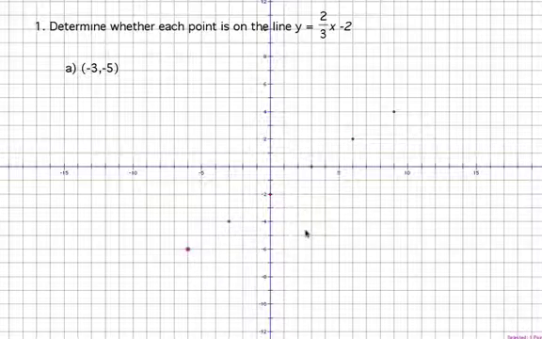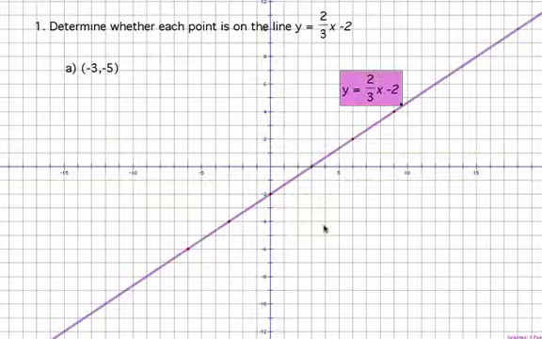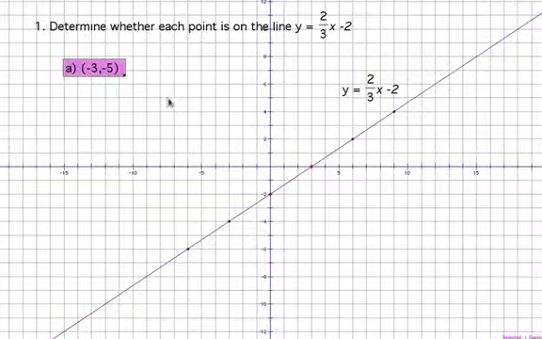The last thing we can do is draw a line and label the graph y equals 2/3 x minus 2. Let's go back to the question. We want to know if this point -3, -5 is on the line. So we'll plot that point, and we'll go over to -3 and down to -5, and there's our point, and you'll note that it lies just below the line. And there's our coordinates, -3, -5.